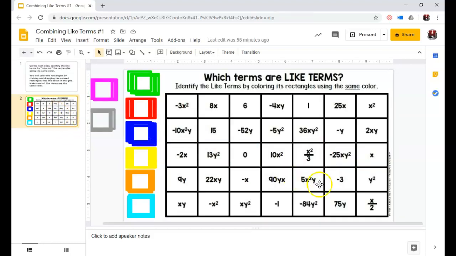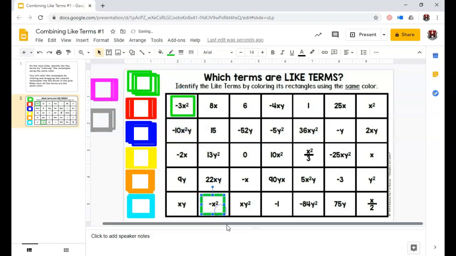So when you come over here, you'll see this grid with terms in it, kind of like what I just did on the board. And you've got all of these colored rectangles over here to use to mark your like terms. So what I would suggest you do is you start in this top corner. So I would pick a green rectangle and put it around negative 3x squared. Now, his last name is x squared. So now what I'll do is I'll go through these other terms and look for anybody else who has that same last name. So right here is somebody. There is a negative 1x squared. So I would grab another green rectangle and put it around him.